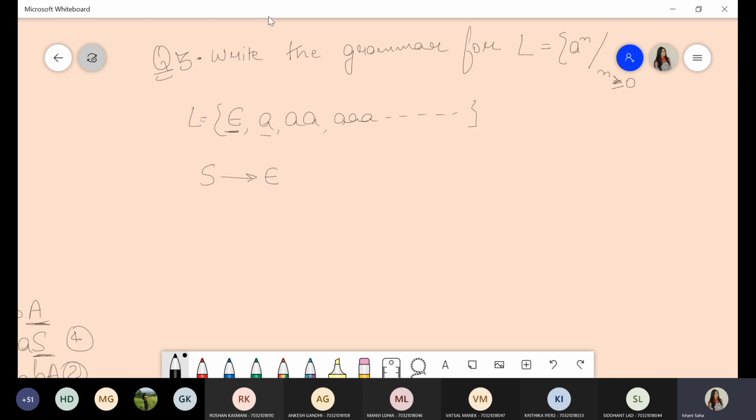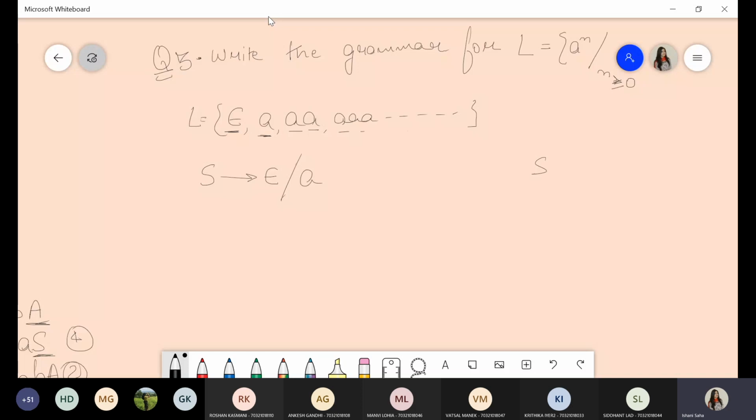Now I have to generate this. The number of A's are continuously repeating and the smallest possible is A. But if I write it just A, will it be possible? Because S has derived A.